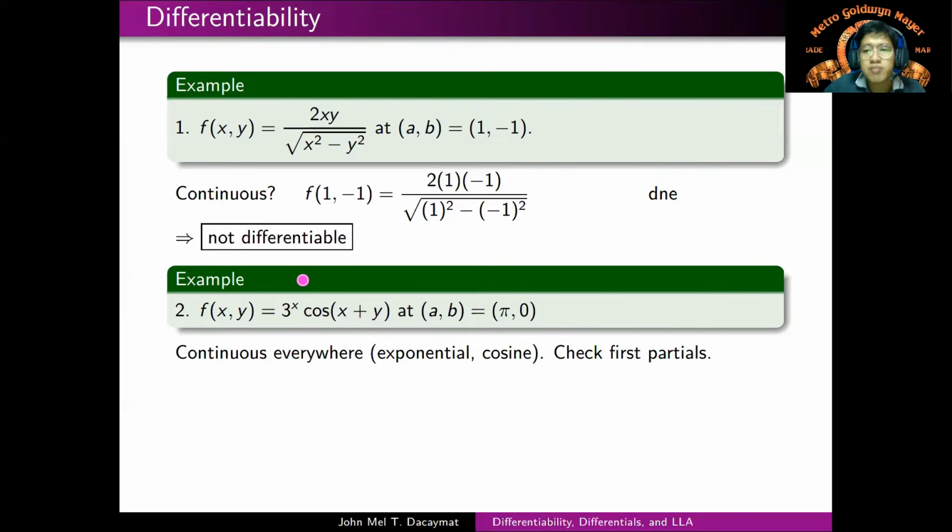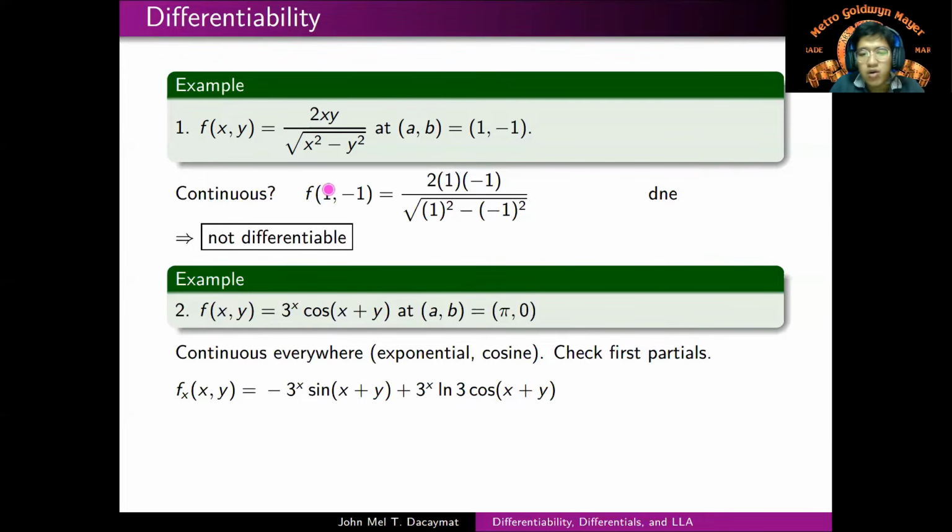But to check for the first partials at pi 0, kailangan ko muna i-check yung f sub x and f sub y of xy. So, f sub x of xy, I need to do product rule, no? Because 3 to the x ito, may x. Tas ito, may x. Again, I will treat all y as constants. So, copy the first. 3 to the x, derivative ng second is negative sign x plus y. Tapos, derivative ng x plus y, 1 lang. Plus, copy the derivative ng first, 3 to the x, ln 3, times copy the second na cosine.